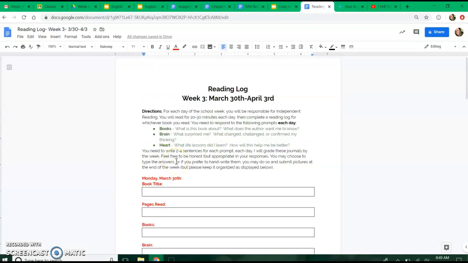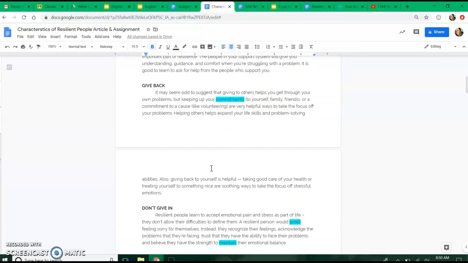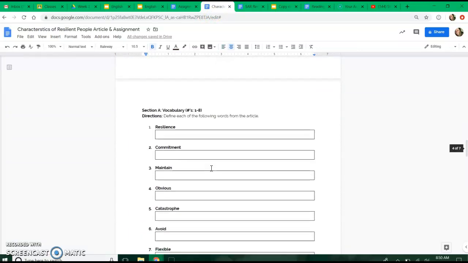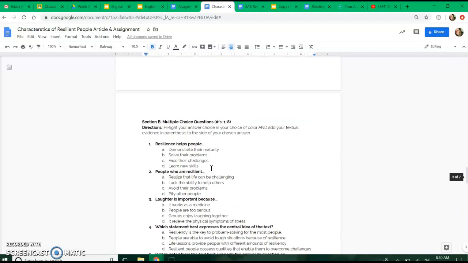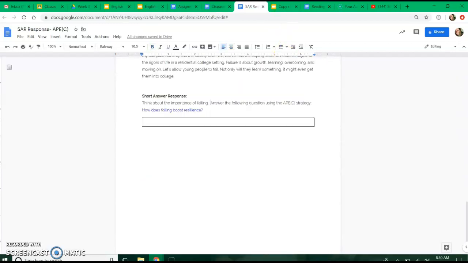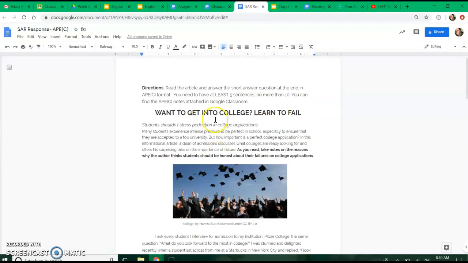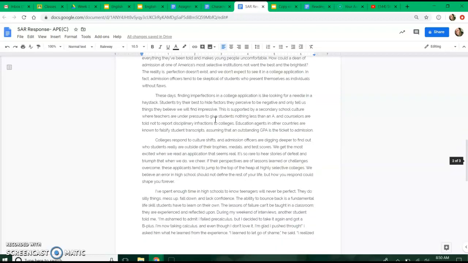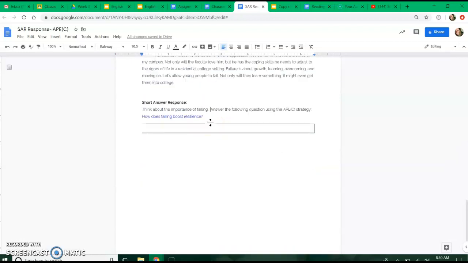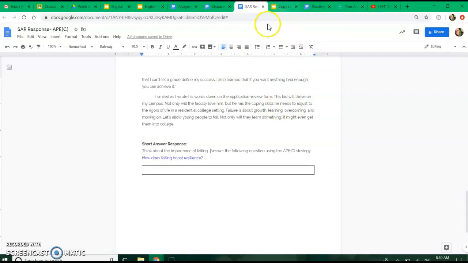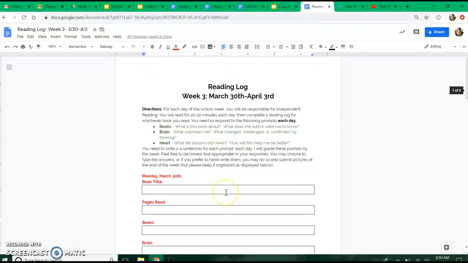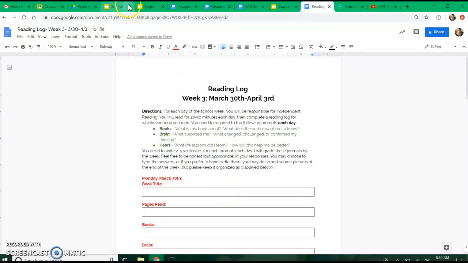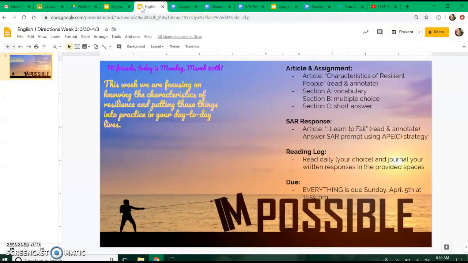So you are responsible for 3 different documents you're turning in this week. Characters of resilient people, remembering that you need to scroll all the way through. There are 3 different sections of this one, so make sure you're doing all of it. When you're done with that one, you can turn it in. You're responsible for your SAR, Want to Get Into College, Learn to Fail: reading and annotating the article, doing the SAR prompt, using your APE strategies, and then your reading log. All of these things are due on Sunday, April 5th at 11:59.